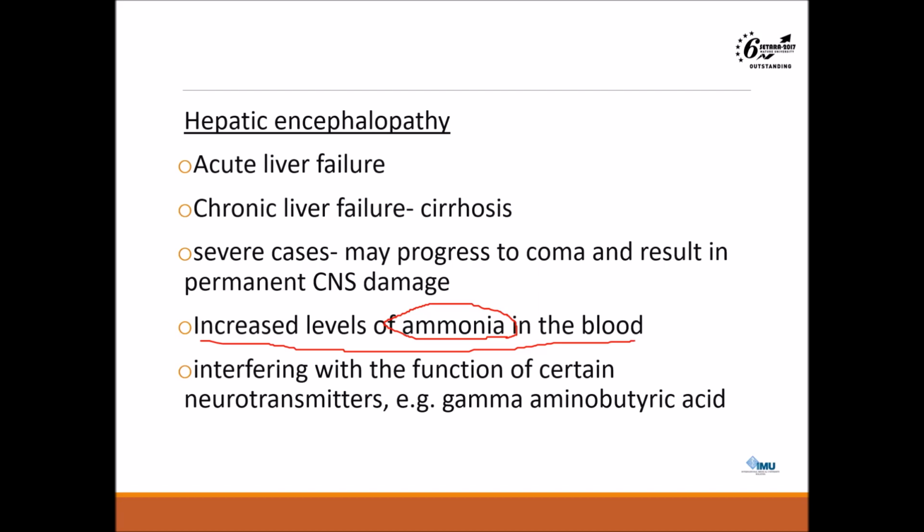But in a normal individual, if the liver is still normal, this ammonia is metabolized into urea and the urea is excreted in the kidney. But in cases of acute liver failure and chronic liver failure, this ammonia cannot be metabolized into urea. So it can easily pass through the blood-brain barrier and interfere with brain function, especially neurotransmitters like gamma-aminobutyric acid. In severe cases, the patient progresses to coma and permanent CNS damage.